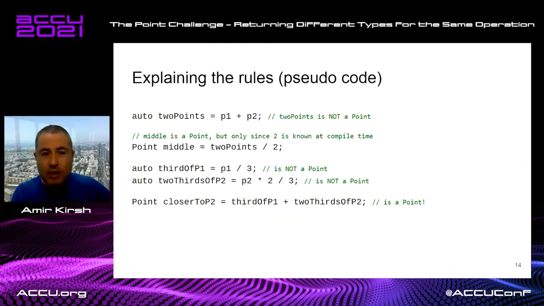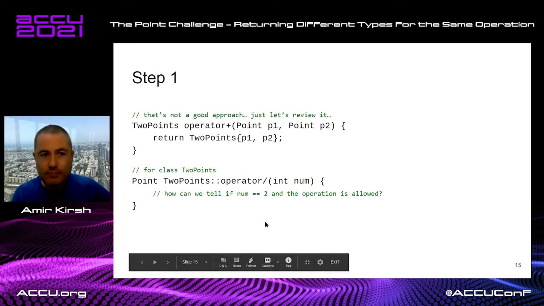Let's go step by step. Let's explain first the rules with some pseudocode. So again, we want to add 2 points to get back something, which is not a point. If we divide it by 2, we get back a point. We can divide the point and get back something. But then if at the end it goes back to the single unit, it's back as a point.